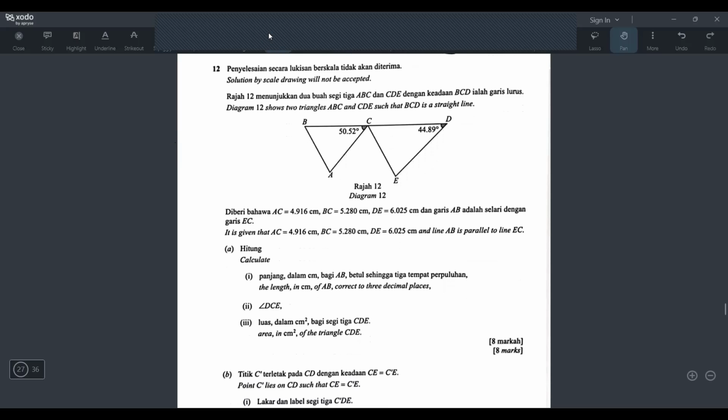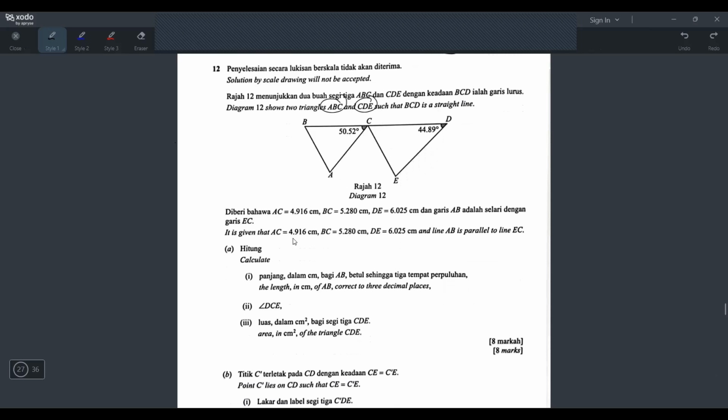All right, number 12. Solution by scale drawing will not be accepted. This is not important, no need to read. Diagram 12 shows two triangles ABC and CDE such that BCD is a straight line. Okay, ABC is a triangle, CDE is another triangle, BCD is a straight line. So they are trying to tell you the angle here is 180 degrees. Because straight line must be 180 degrees.